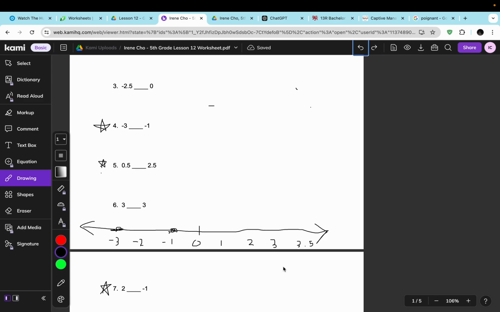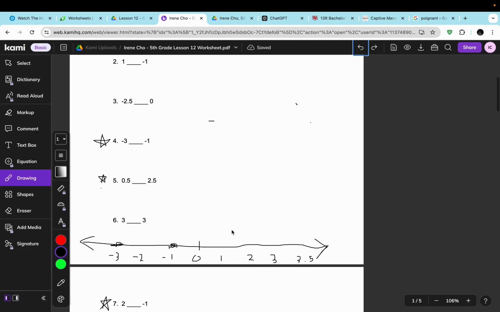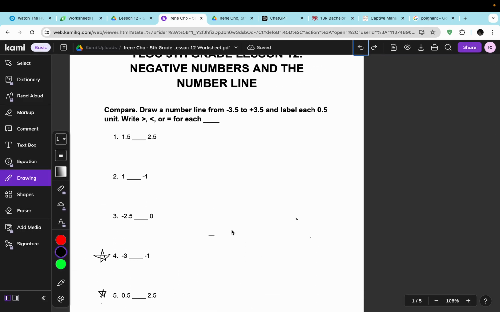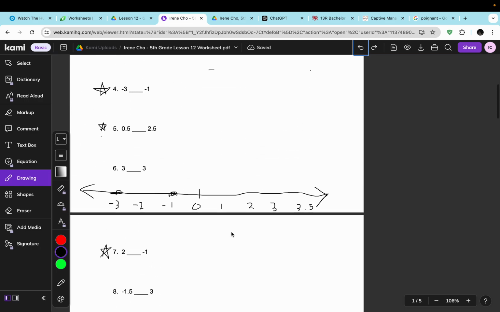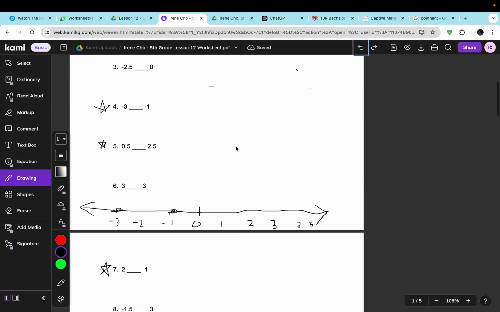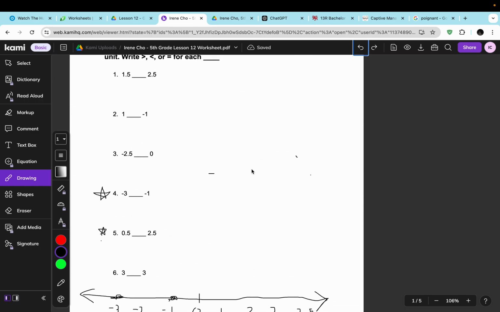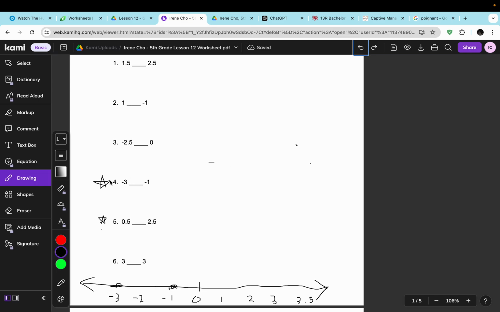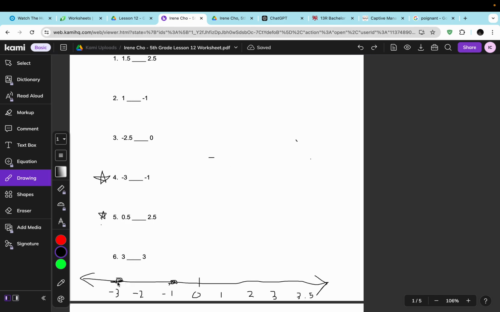So I wrote the number line down here, but I didn't add the 0.5 unit because I don't think I'll be able to fit it using this mouse. For number 4, it says negative 3 blank negative 1. So it's negative 3, negative 1.